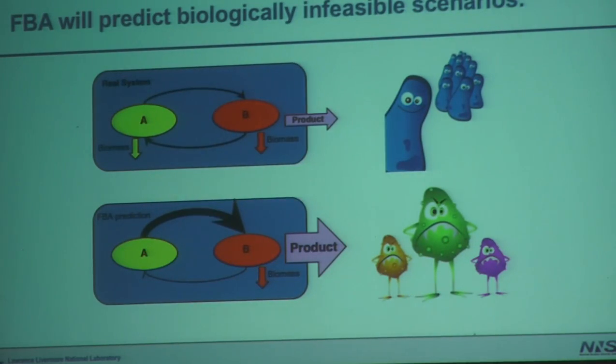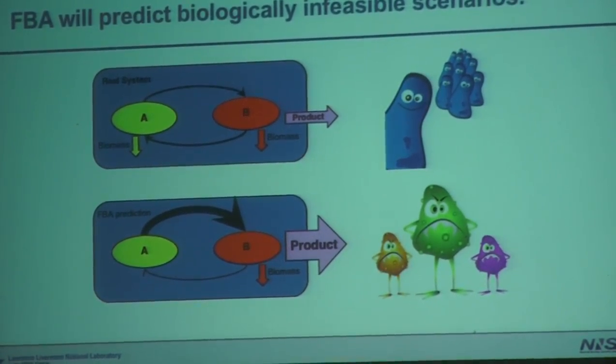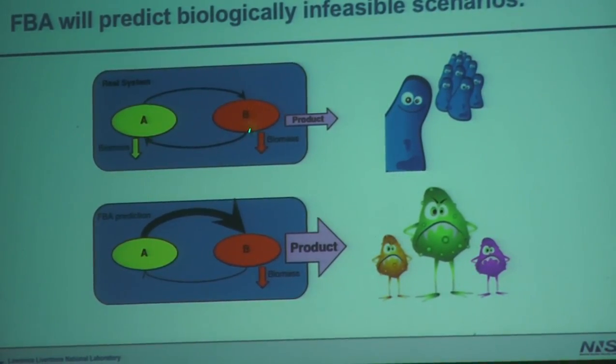Unfortunately, we cannot use FBA for this kind of simulation because FBA will predict at times biologically infeasible scenarios. Let me give you an example. Here you see a co-culture of two organisms, A and B. Each one of them is growing happily. Organism A produces something that organism B likes. Organism B produces something that organism A likes. And organism B produces a product that we like.